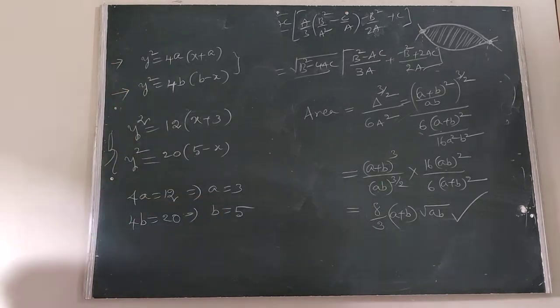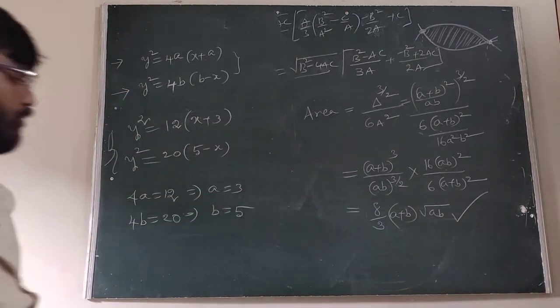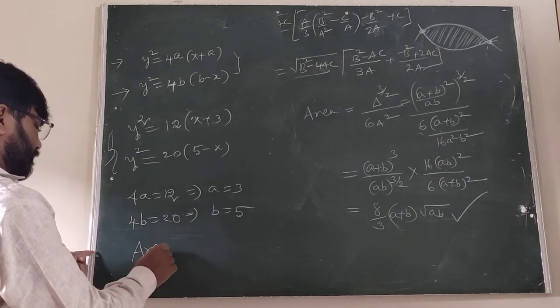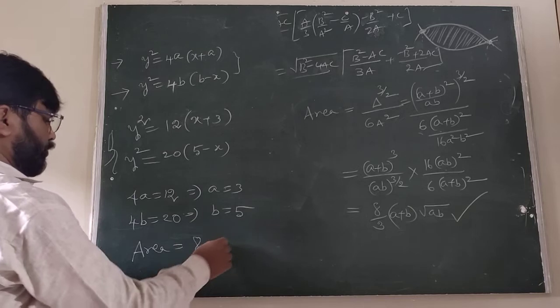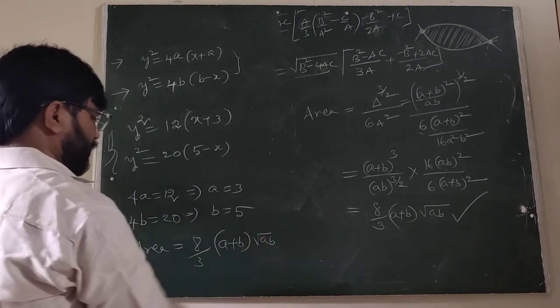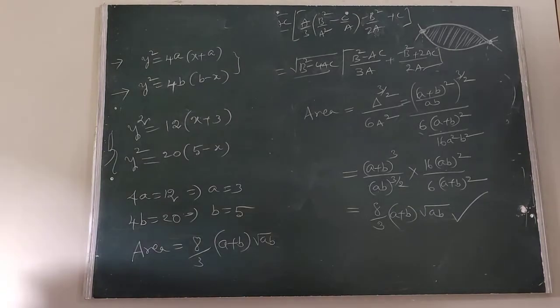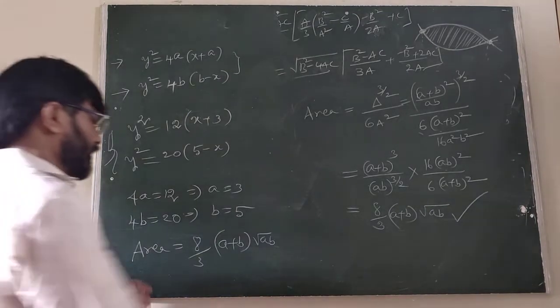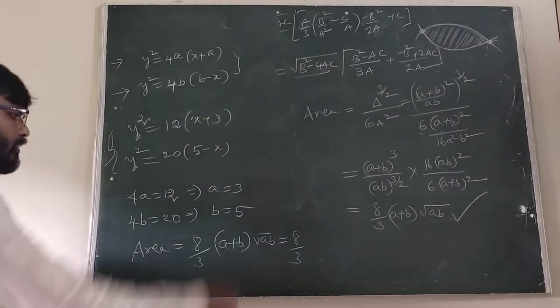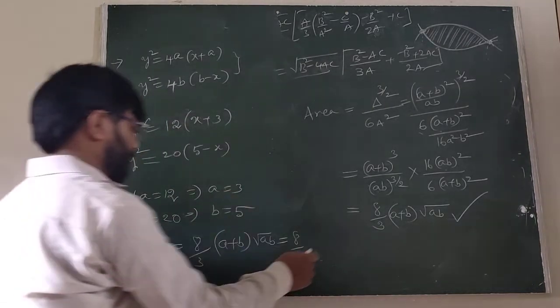Just now we found the area. What is the area? The area is 8 by 3 into a plus b, root of ab. Therefore we can write 8 by 3 into a plus b. A plus b is 5 plus 3, which is 8.